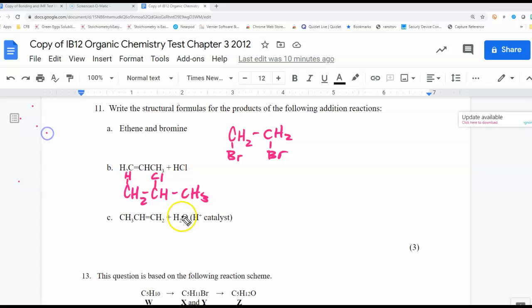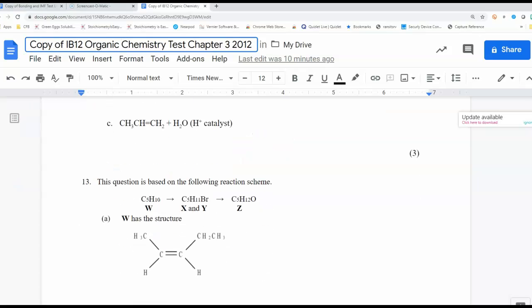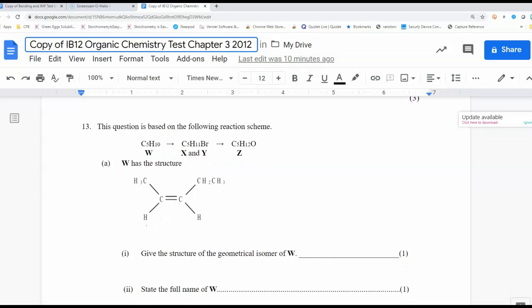Okay, on this one we're going to be adding the O and the H to it, so we're going to end up with a CH3 followed by a CH. The OH is going to go here, and the CH2 is going to have that extra H added onto it, so you could have written that as CH3. Okay. Equation based on the following reaction scheme is given here.